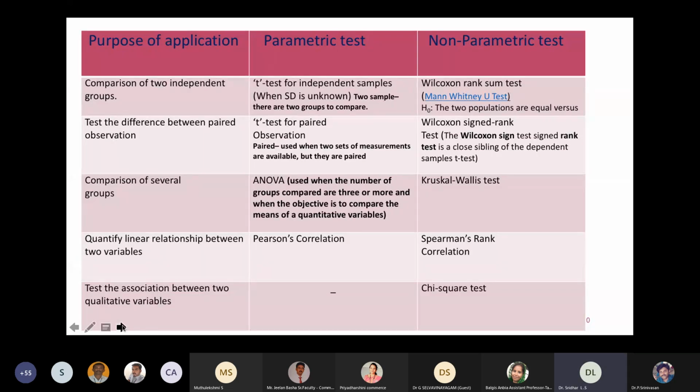The association, the quantified linear relationship, is measured by the Pearson correlation and the Spearman rank correlation. That is the parametric one. You can follow the Pearson correlation, and when it is non-parametric, you can use the Spearman rank correlation. And next is the test of association between two qualitative variables. You have been aware of this.